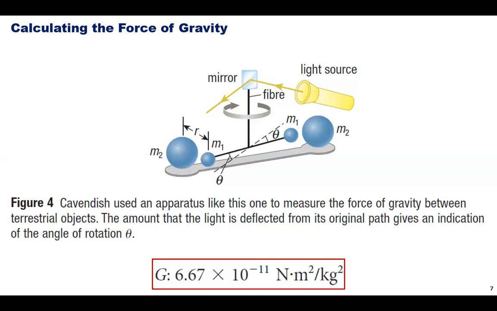Cavendish arranged two large spheres of mass 1 in a dumbbell configuration, and suspended them from their center point by a thin wire fiber, as shown here in figure 4. He placed another pair of large spheres with mass 2 close to the suspended masses. The gravitational forces between the pairs of masses M1 and M2 caused the dumbbell to rotate. As the fiber twisted, tension in the fiber caused a force resisting the twist that increased as the rotation increased. At a certain angle, this twisting force balanced the gravitational force.